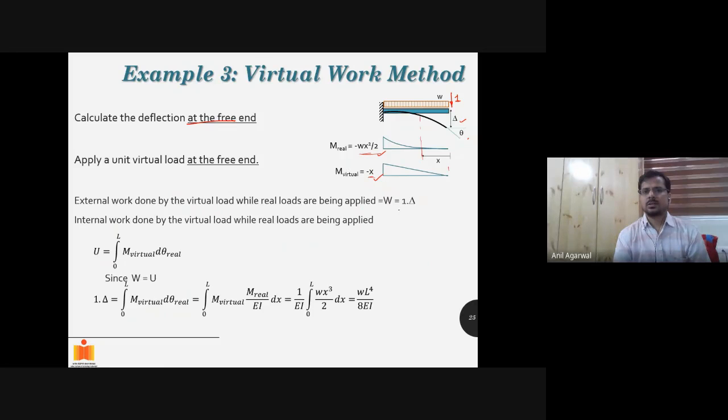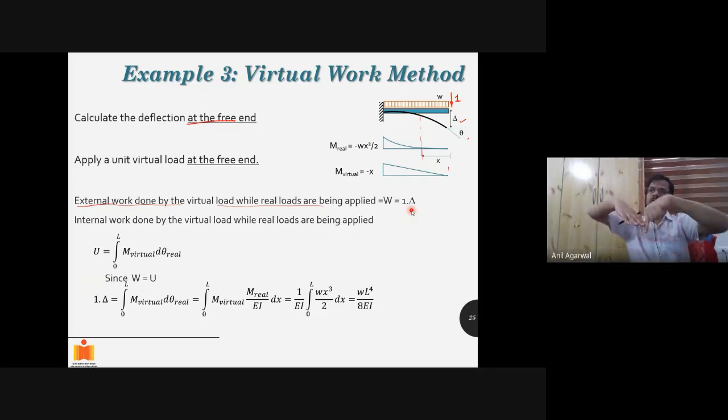Now, what is the external work? Which component of the external work are we looking for? External work done by the virtual load while real loads are being applied. So the virtual load was applied first, and then it was still acting on the beam as the real loads are applied. As the real loads are applied, that virtual load is riding on the beam. The virtual load is already acting there and the beam is deflected. Then I push it more, and during that process, that virtual load moves. So the work done by the virtual load will be that force multiplied by the movement.